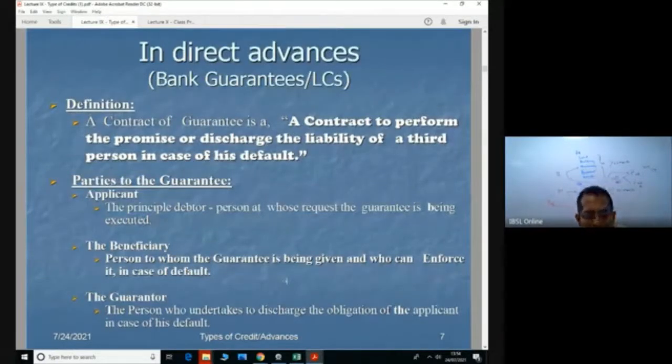Indirect advances, what I told you earlier, there are 3 parties involved: the applicant, our customer who is requesting, then the guarantor is the bank, and the beneficiary is the party who is receiving our guarantee and who can claim the guarantee. Right? If my customer defaulted, only the beneficiary can claim.